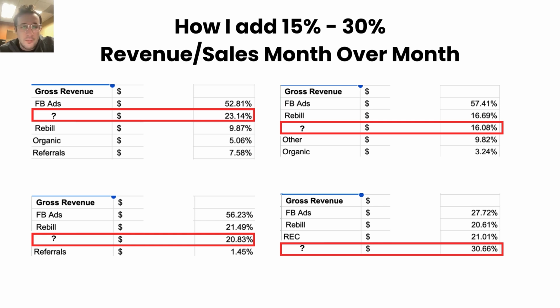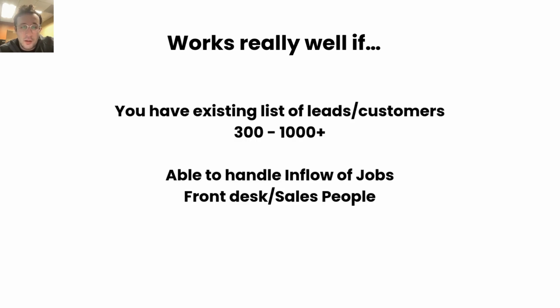So this works really well if you have an existing list of leads and or already sold customers. I'd recommend having at least 300 as a good place to start, and then upwards of 1,000, couple thousand, hundreds of thousands. And obviously, you need to have the infrastructure, the teams, the systems, and people in place to be able to handle the inflow of inquiries, conversations, and things like that, depending on your type of business model. So with that being said, let me show you how this actually works.